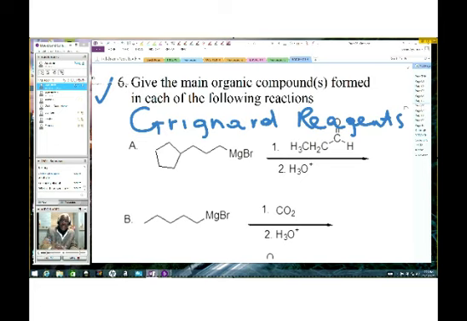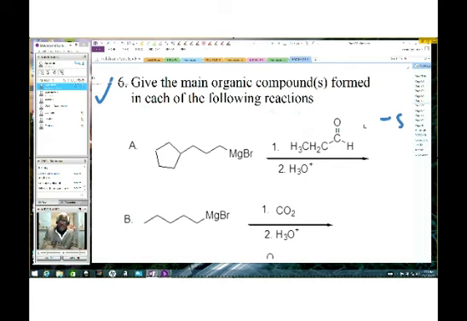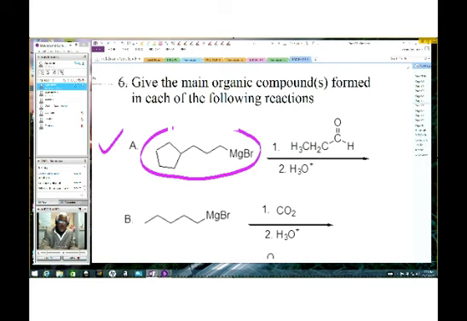Question number A. This Grignard here is reacting with what class of compound? Anybody? What class of compound is the Grignard reacting with, which is this here? An aldehyde. Excellent. So therefore, what class of compound do you expect the product to be? Keep in mind this is a secondary alcohol. Excellent. Secondary alcohol. So let us now draw the secondary alcohol.